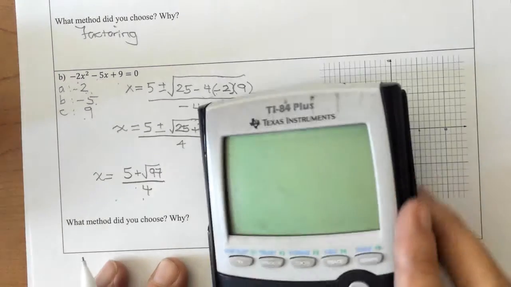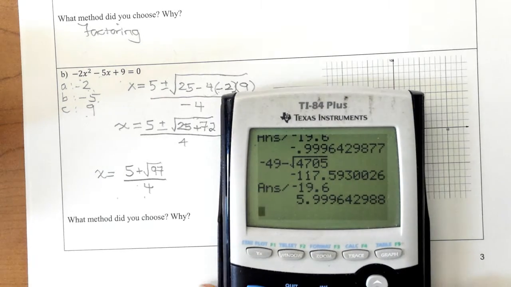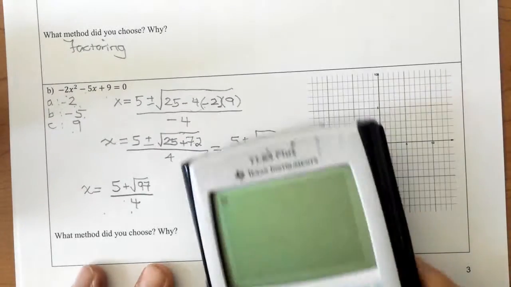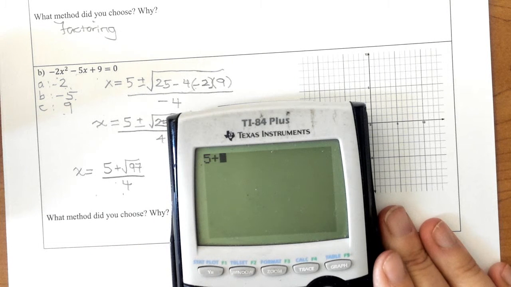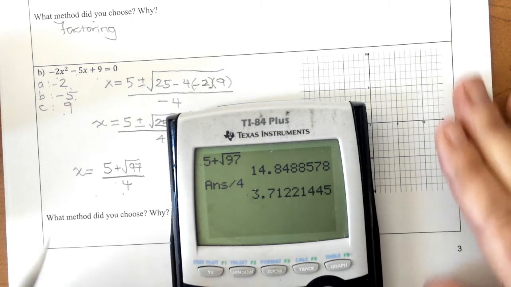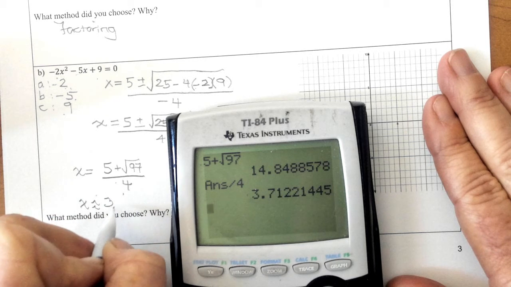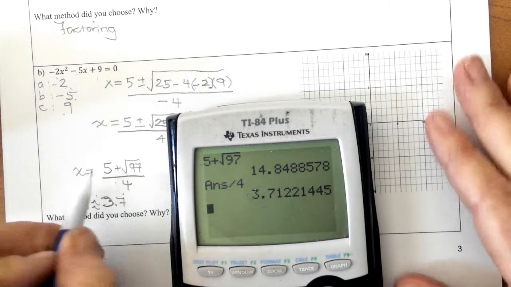So now I'm going to go ahead and use my calculator. And you can see I've already done some work on this earlier, so I'm going to clear this all. And you're going to see me plug in 5 plus the square root of 97, which is equal to 14.84. And I'm now going to divide that by 4, which gives me x approximately equal to 3.7. That's a 3. Okay. Well, this should be negative 4.